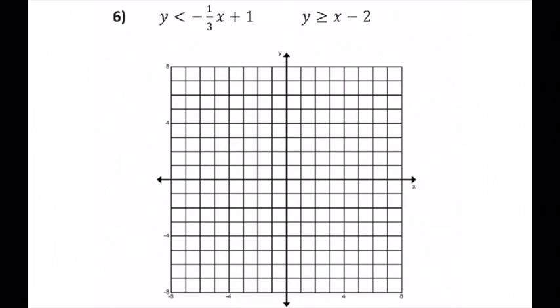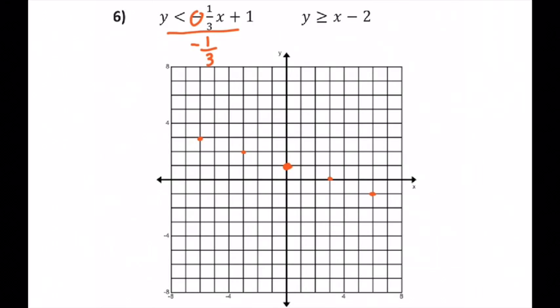Number 6, I'll again do the first one in red. So I'm going to start at positive 1. My slope is negative 1/3. So I'm going to go, remember that that's the same as negative 1 over 3. So I'm going to go down 1 and over 3. Down 1 and over 3. I could go up 1 and backwards 3. That will be the same thing as well.